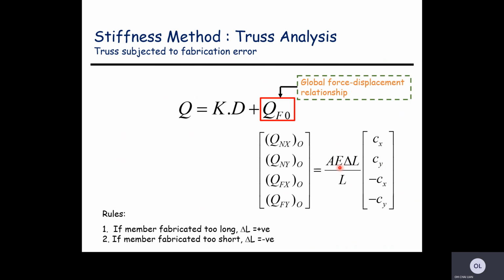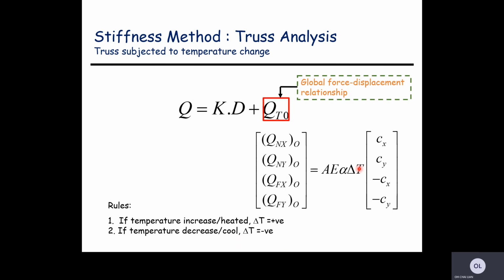This delta L is subjected to these rules. If the member has been fabricated too long, the delta L is positive. If it is fabricated too short, it is negative. And this equation, this template, is not given to you.